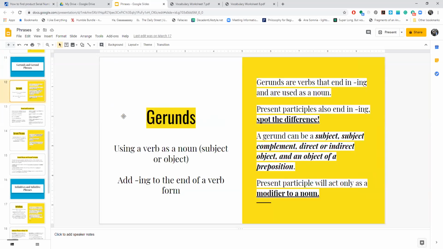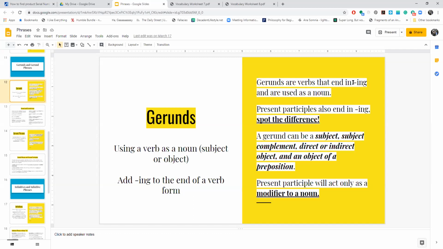So, what is a gerund? A gerund is a word that uses a verb as a noun, as the subject or the object of a sentence. So you can take a verb like run and add ing to the end of the verb form. In this case, you would add a second N. So run would become running. For example, I like running. Running as a sport, running as a subject.